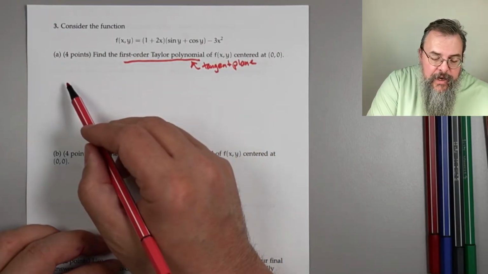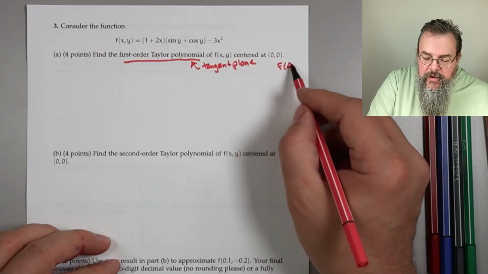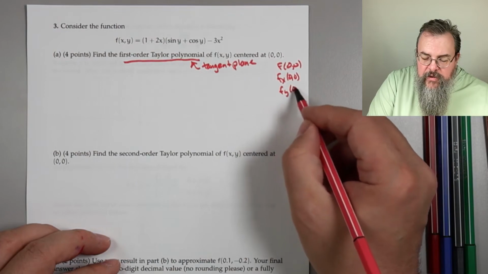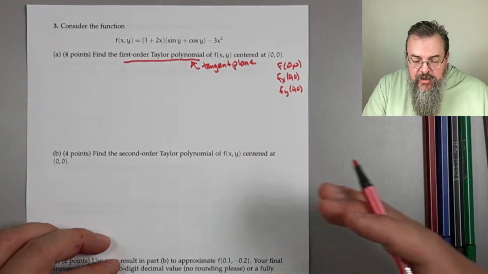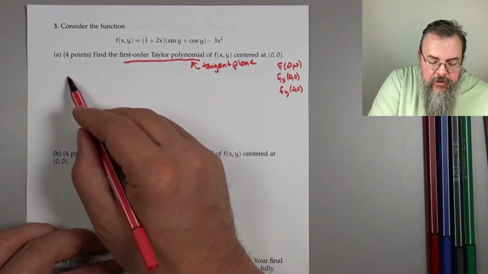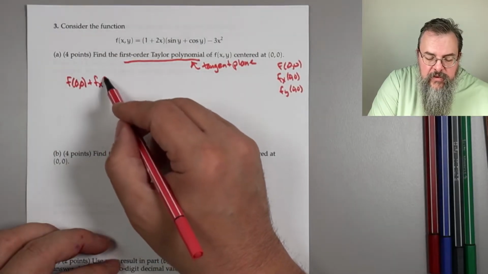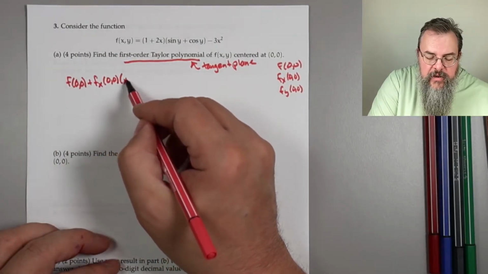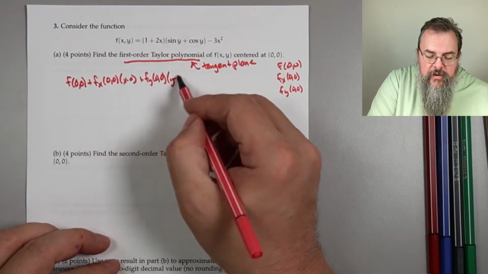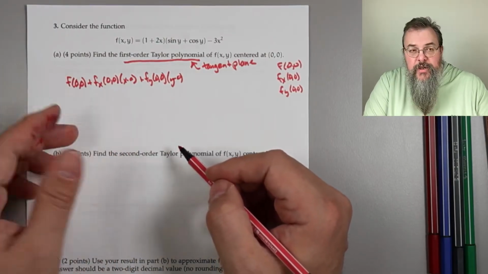What do we need? We need to know f of 0, 0. And so we're making a list here. We need to know f of 0, 0, fx at 0, 0, fy at 0, 0. And in particular, our first order Taylor polynomial would be, I'll write out sort of long form, f of 0, 0 plus fx at 0, 0 times x minus 0 plus fy at 0, 0 times y minus 0. So once we have those numbers, we're good to go.